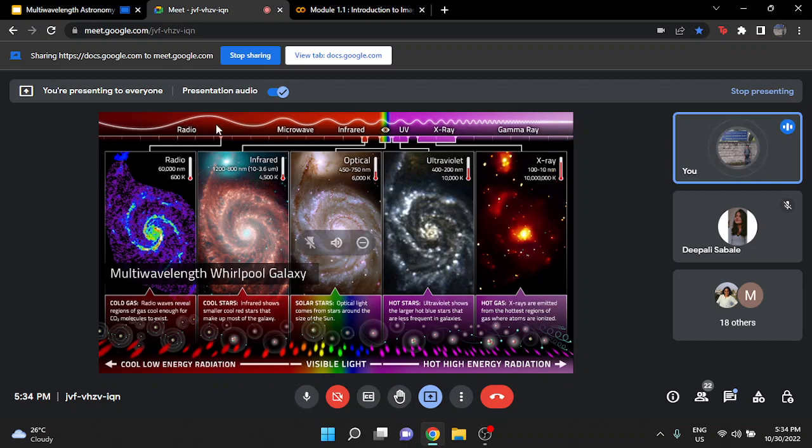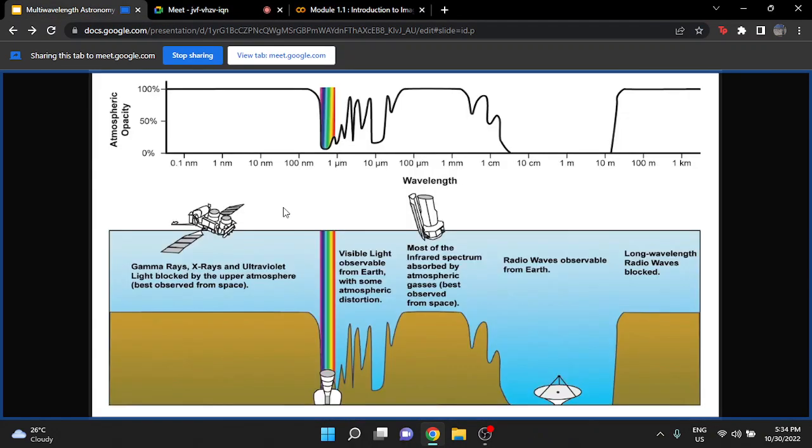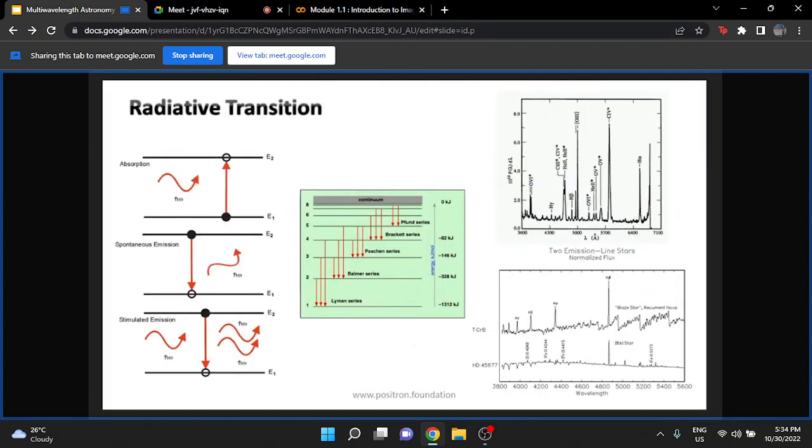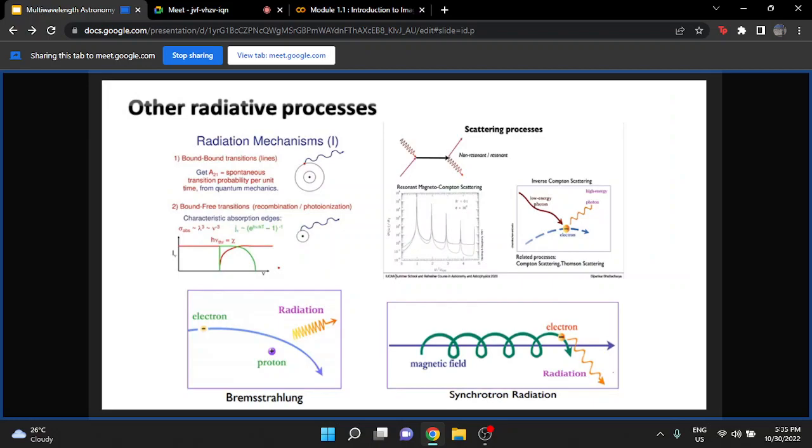But we know that black body radiation mechanism is not the only way to get radiation. There are a lot of physical processes which can give rise to radiation. So we have radiative transfers. I'm not going to go individually into each of these processes because each will require one course. But in general, we know that there are many processes.